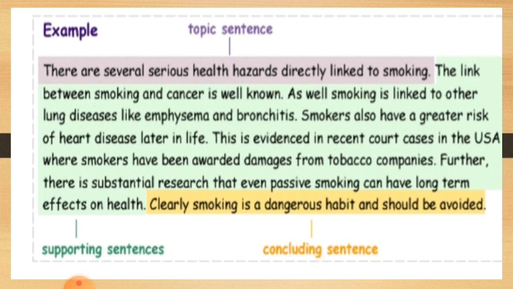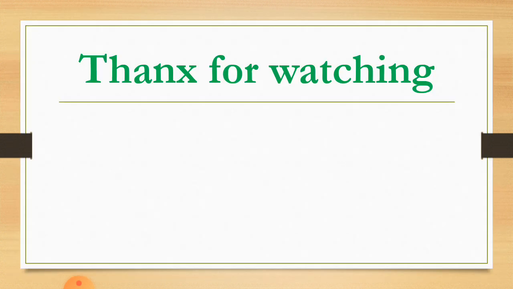Now green. In green we have given all the supporting evidences, all the supporting sentences which will show why smoking is bad and injurious for health. And at the end in yellow color, we have a concluding sentence, this sentence gives a conclusion about the paragraph, and the conclusion is clearly smoking is a dangerous habit and should be avoided. So this is the way how you can write a paragraph.